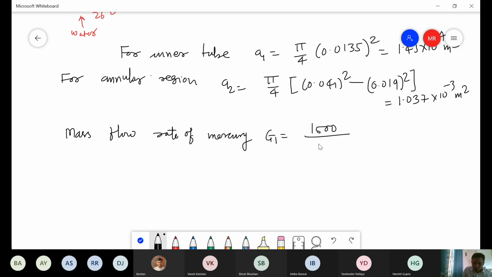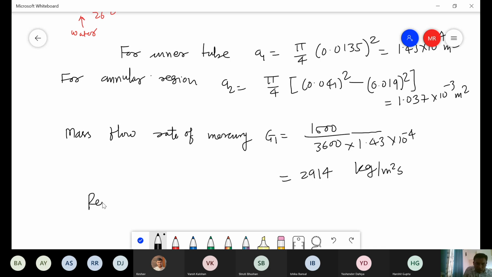G1 is 1500 is given. So that is per hour is given. So that becomes per second. And if we divide it by the area of the flow, the cross sectional area for the flow, that is 1.43 into 10 raised to power minus 4, what we get is 2914 in the unit of kg per meter square second, isn't it? So this is same as rho into V.